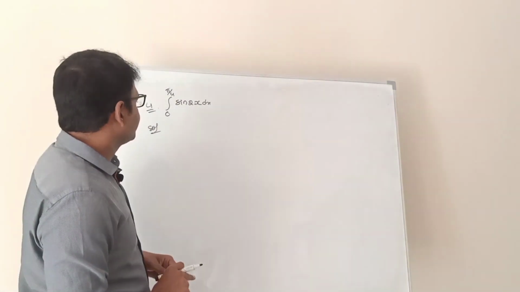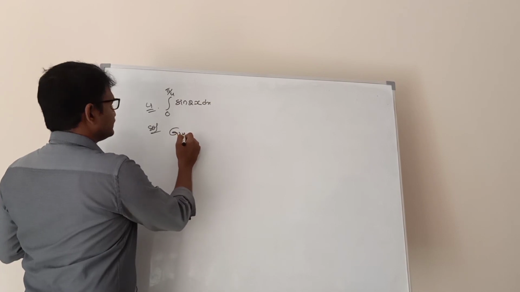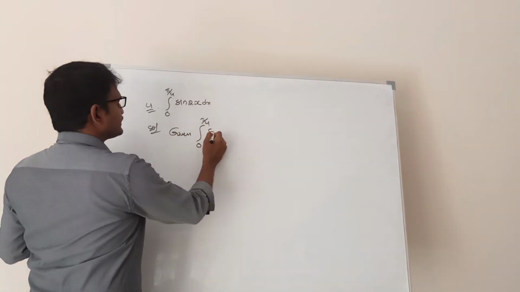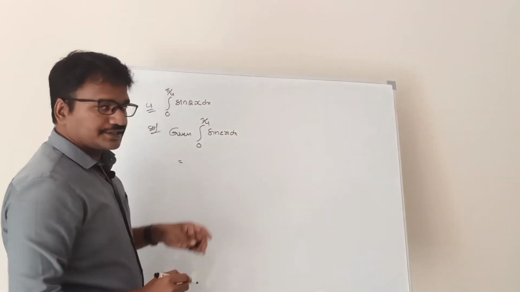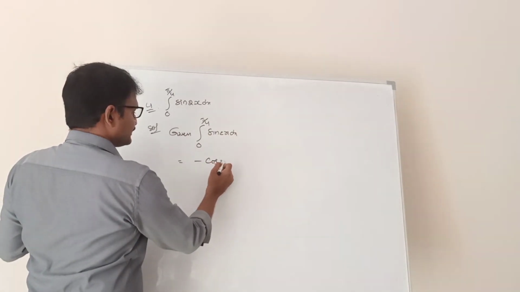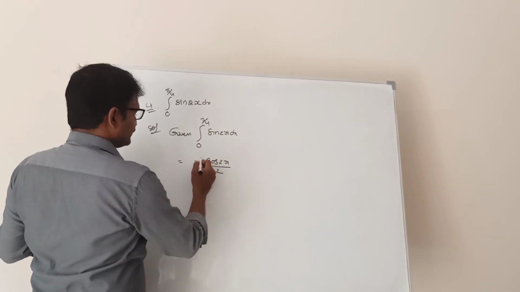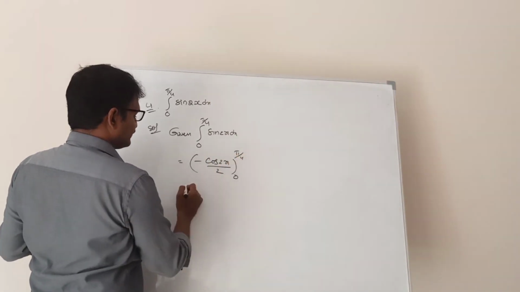Next, integration of 0 to 45 sin 2x dx. Given integration of 0 to 45 sin 2x into dx. Integration of sin 2x is minus cos 2x by 2. Minus cos 2x by 2. Lower limit 0, upper limit 5 by 4.